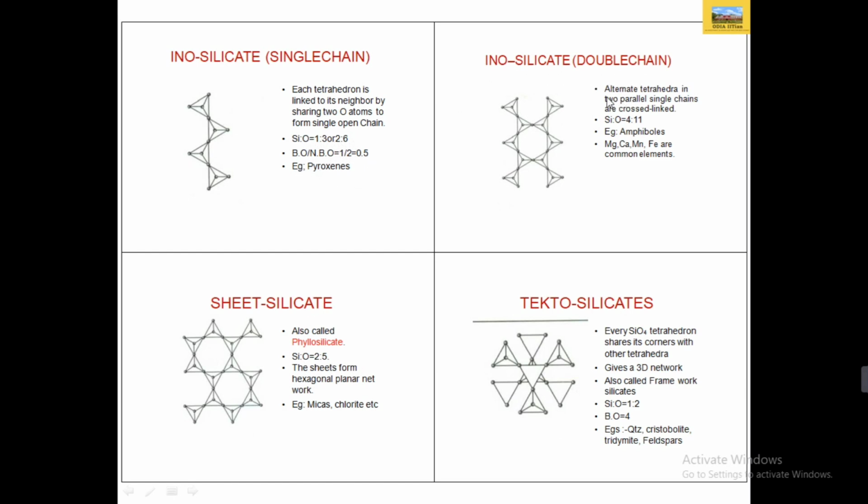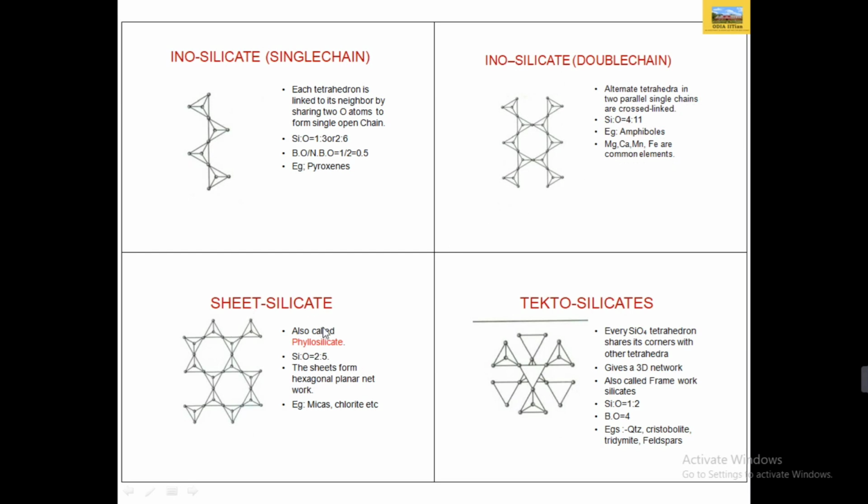Inosilicate double chain. Alternate tetrahedra in two parallel single chains are cross linked. Silicon oxygen ratio is 4:11. Example is amphiboles.